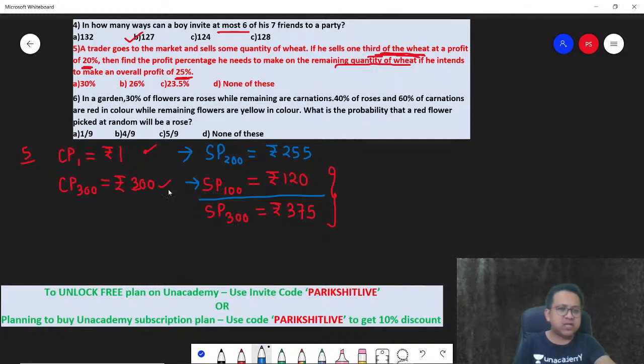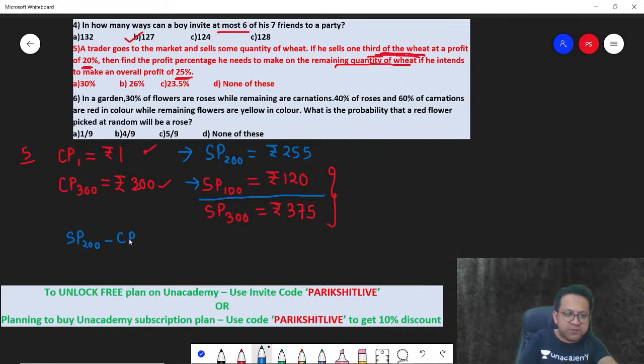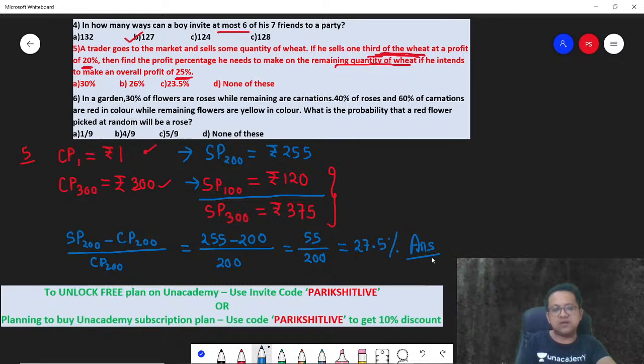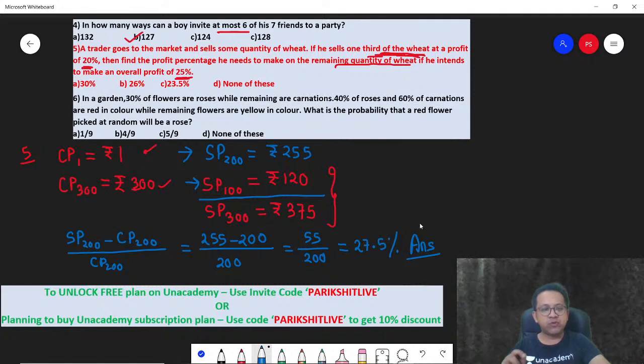So the remaining 200 grams you should have sold for 255 rupees. What is the profit percentage? Profit percentage is the selling price of 200 grams minus the cost price of 200 grams, divided by the cost price of 200 grams. Selling price of 200 grams is 255. Cost price of 200 grams should have been 200, right? So 55 divided by 200 is how much? 27.5%, and that's your answer.